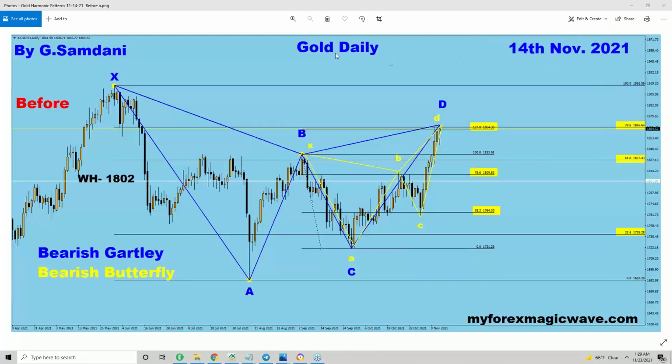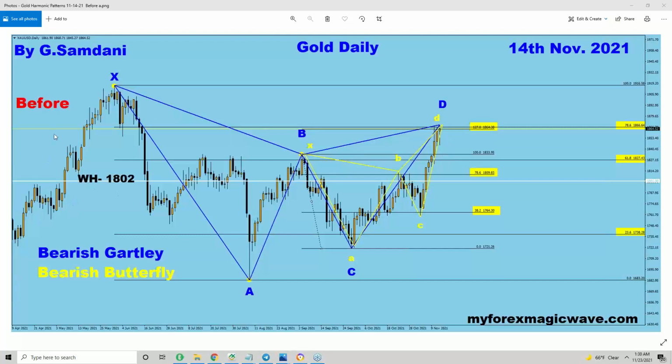This is the chart I made on the gold daily on the 14th November. Besides my weekly chart and all of that, I pay attention to harmonic patterns and Elliott wave, because they give me a very good clue. So here it is. It was at the station, and there are a couple of patterns and a couple of levels.